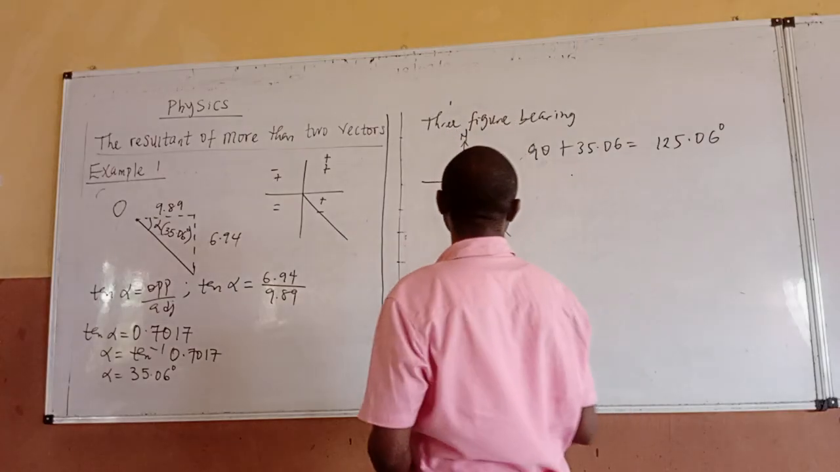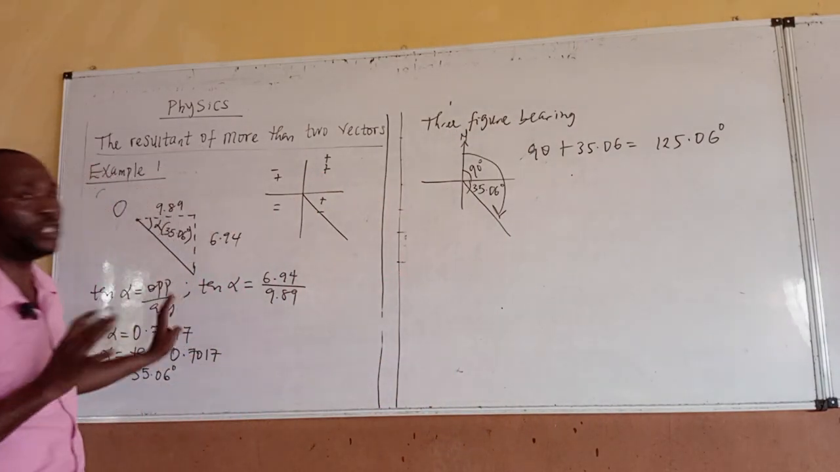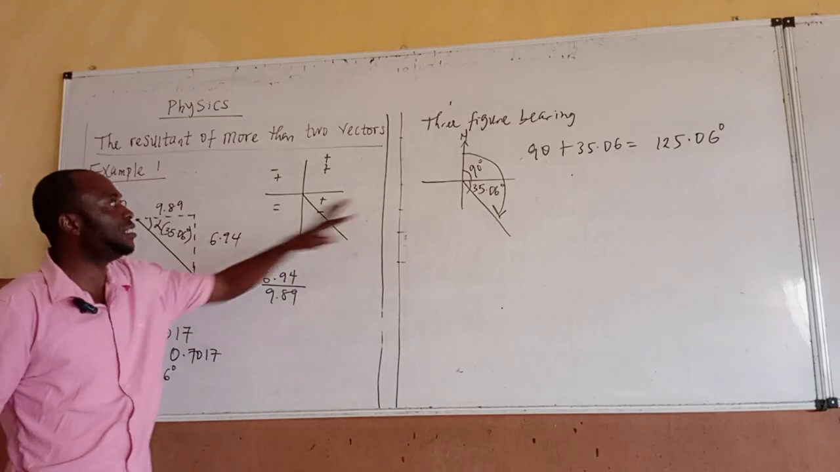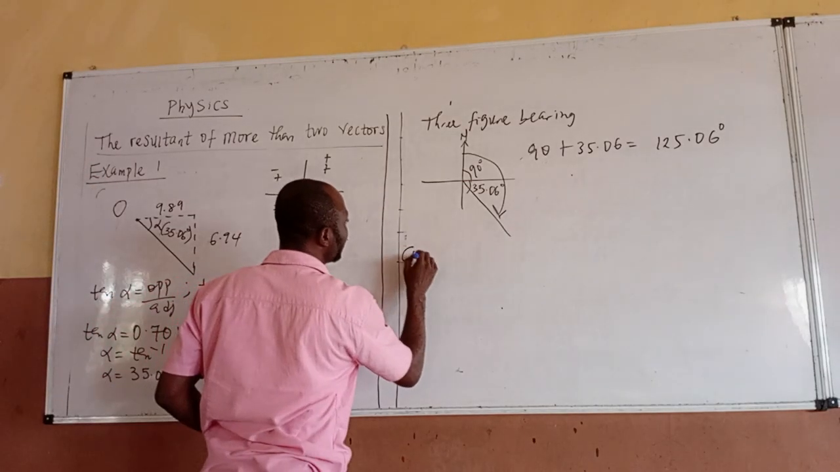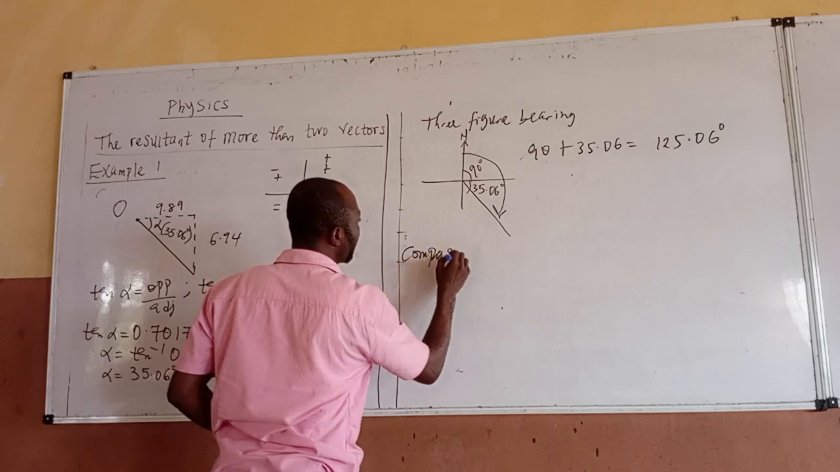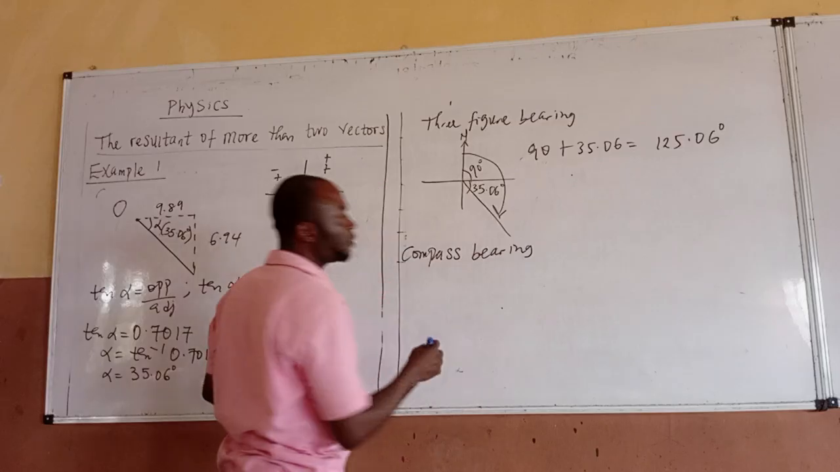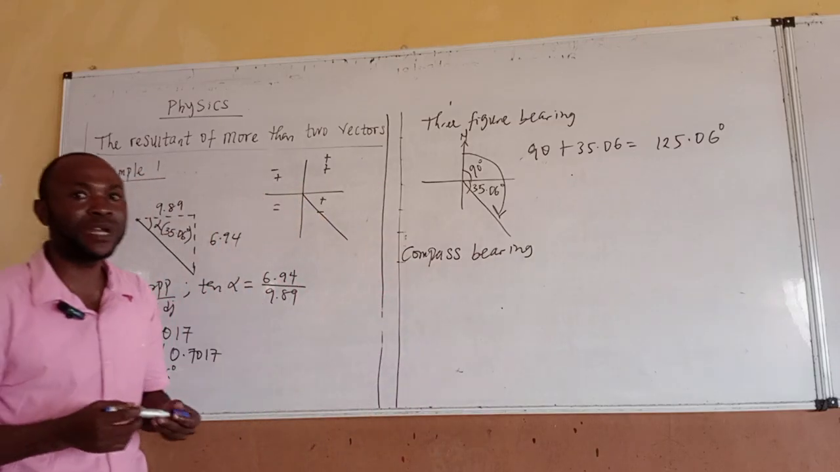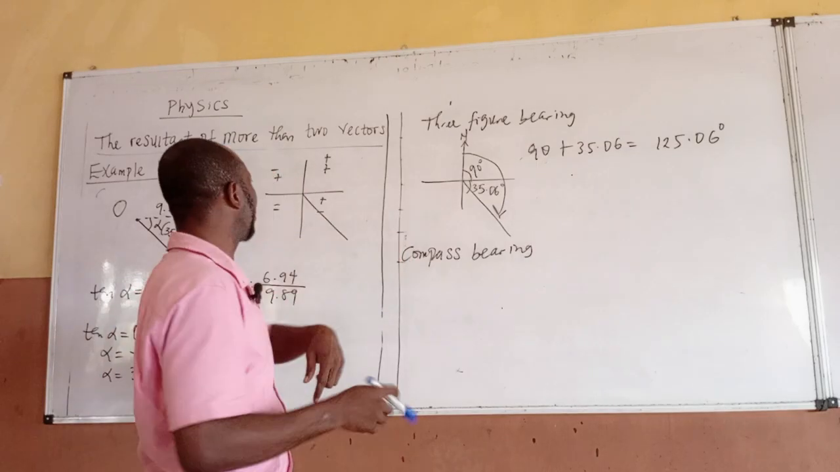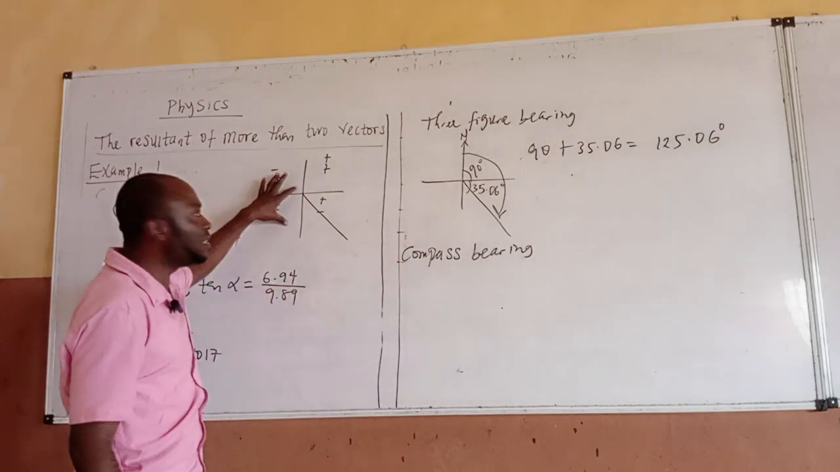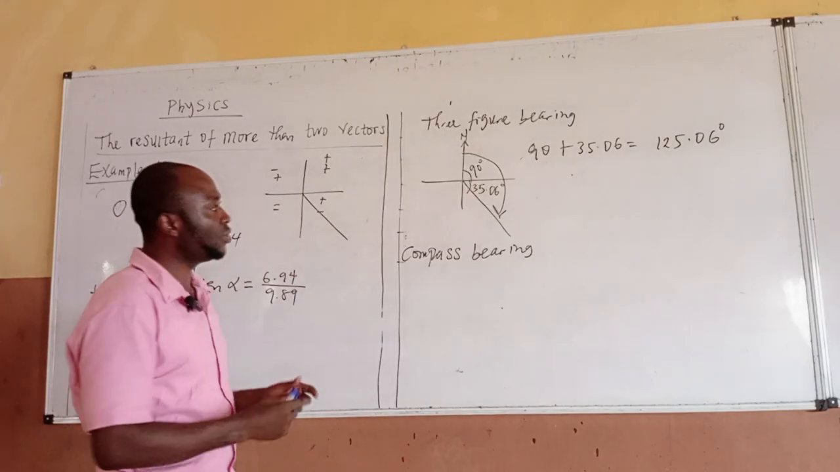And if you are going to leave the direction in acute or compass bearing, that is what physics majorly uses. Physics doesn't really use three-figure bearing. They use the acute or compass bearing. So now, compass bearing. The instruction in compass bearing is that the readings must start from north or south. Just like when we are doing this one. So the readings must start from north.